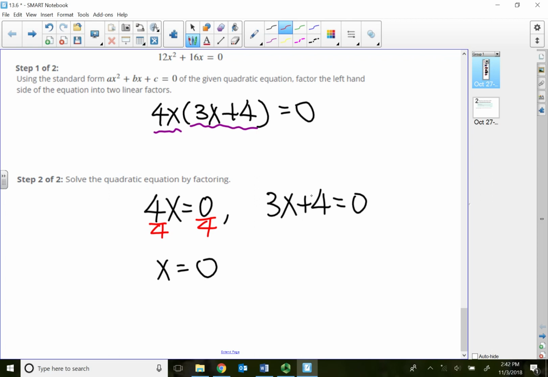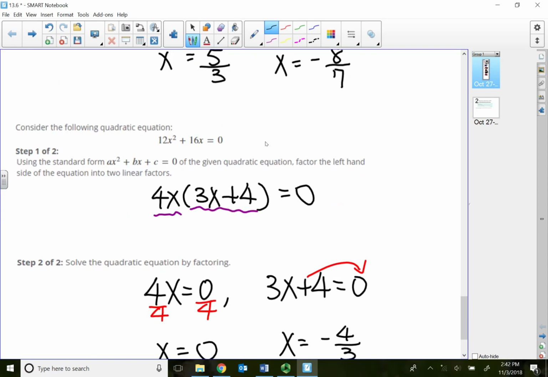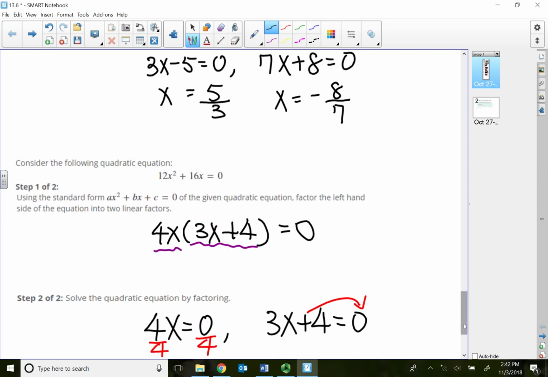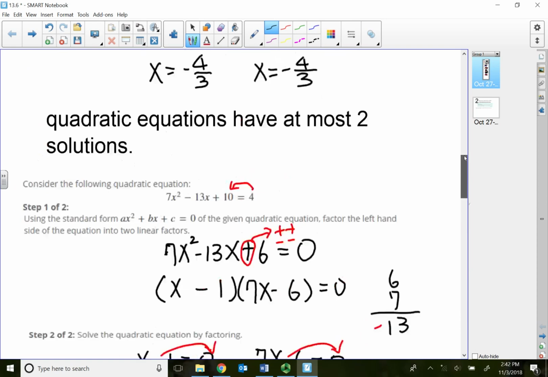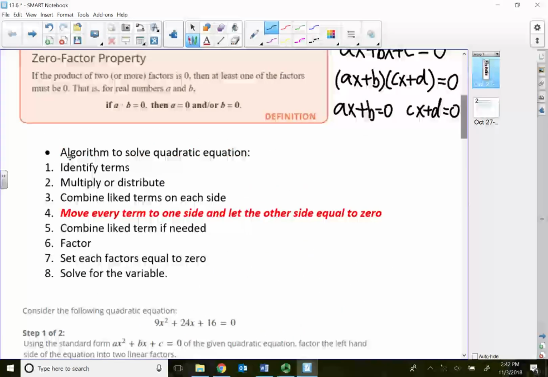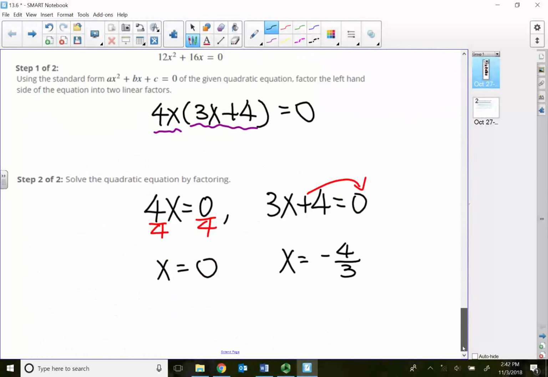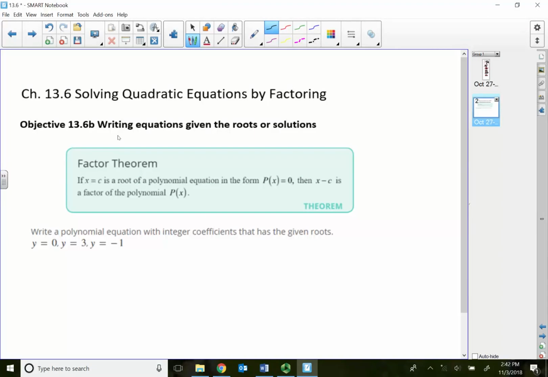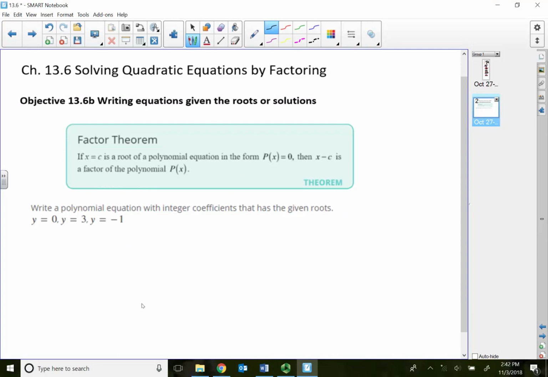All right, move this positive 4 over, that becomes negative 4. Then divide both sides by 3, my answer, 0 and negative 4/3. All right, so very easy, very quick on how to solve quadratic equation by factoring, and we're simply following these 8 steps right here. All right, so I got one more particular problem I want to show you in this video, which is writing the equation given the roots or the solutions.